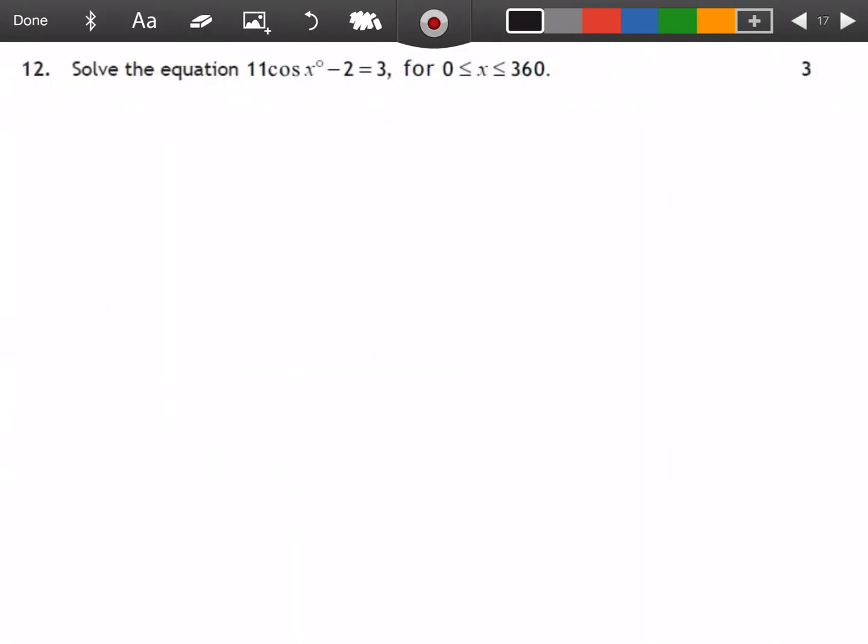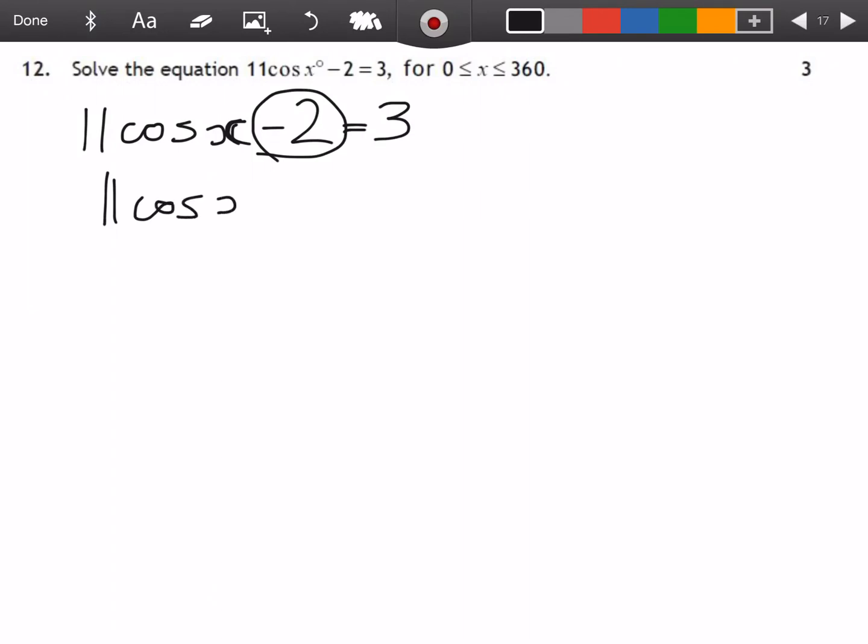Number 12, this is a trig equation. So let's just think of it as a normal equation at the start. If that cos x was actually just x, what you'd be doing is you'd move the minus 2 across. That's the first thing you would do. And that would leave you with 11 cos x is equal to 3. Move the minus 2 across and it becomes a plus 2. So on this side, we have 5.